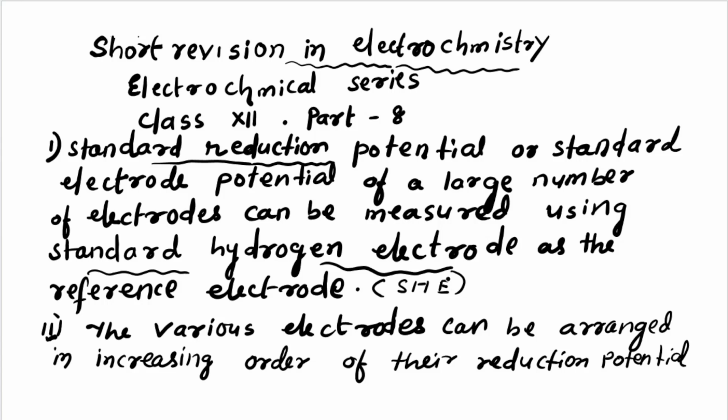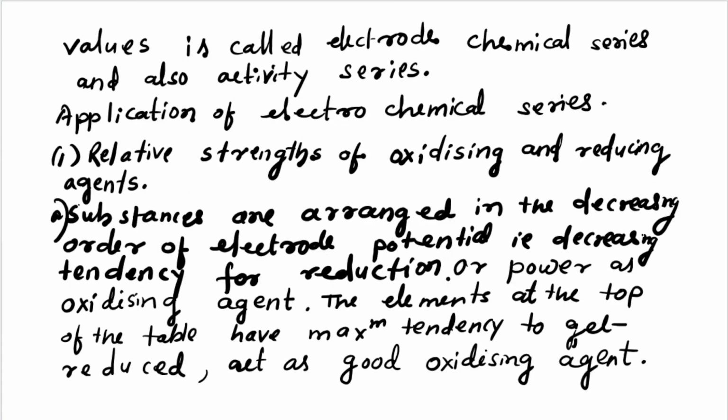The various electrodes can be arranged in the order of the reduction potential. Suppose so many electrodes you are getting, how can you arrange them according to increasing reduction potential? When it is arranged, it is called the electrochemical series.